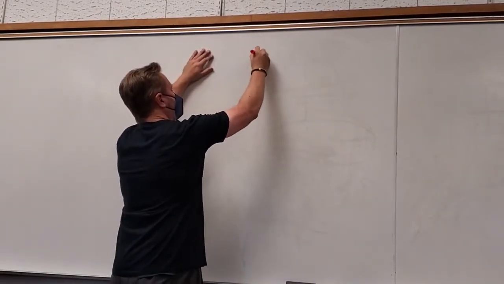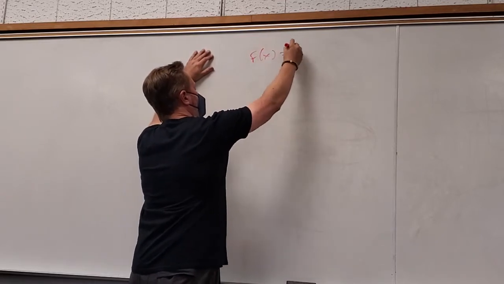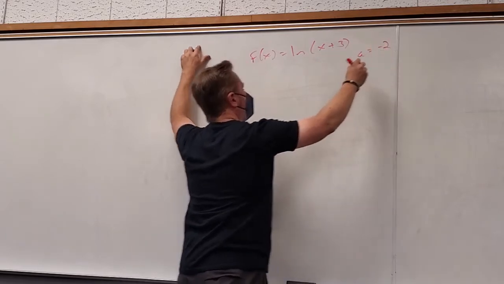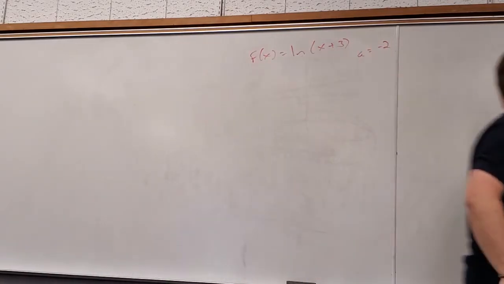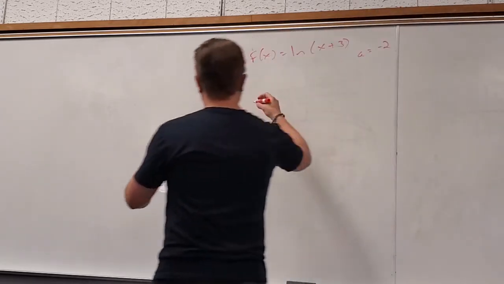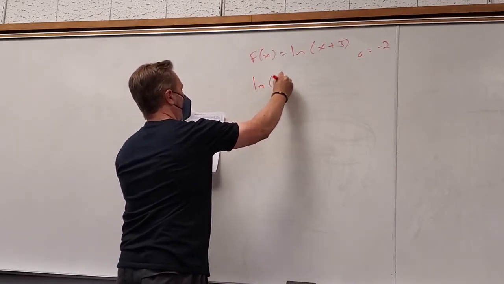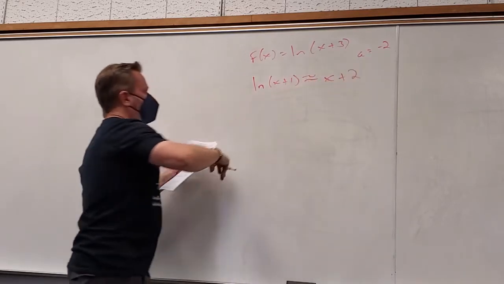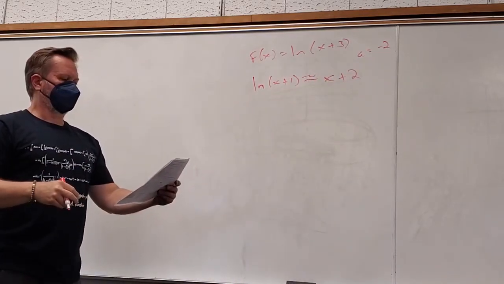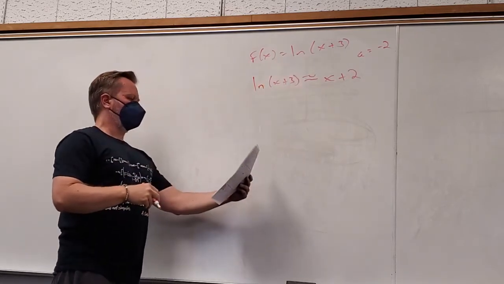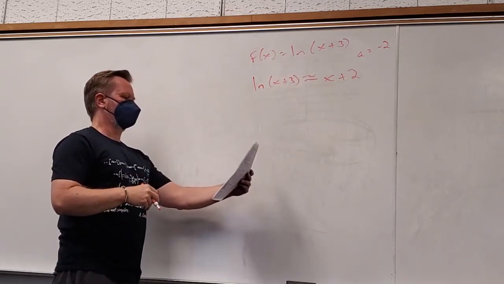What was the function again? Natural log of x plus 3, around a equals -2. So I did the work. I got the linear approximation. So I got natural log of x plus 3 is approximately x plus 2. X plus 3, sorry. There. Can't read my own writing.